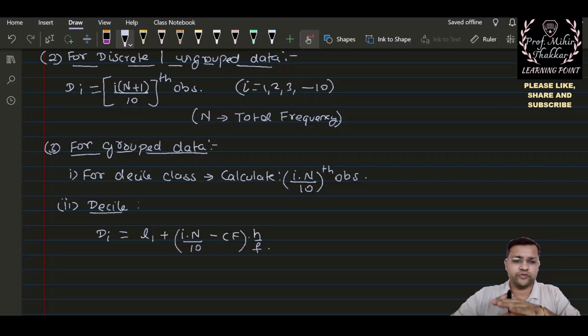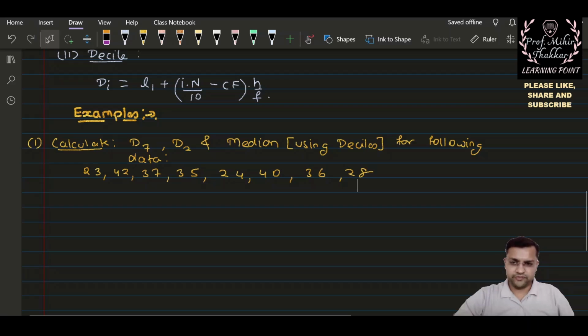There are no new formulas for the deciles. The only change that you are applying is that instead of dividing by 4, here I am dividing the entire given data by 10. So the denominator becomes 10 in this particular case. So I have an example for you guys.